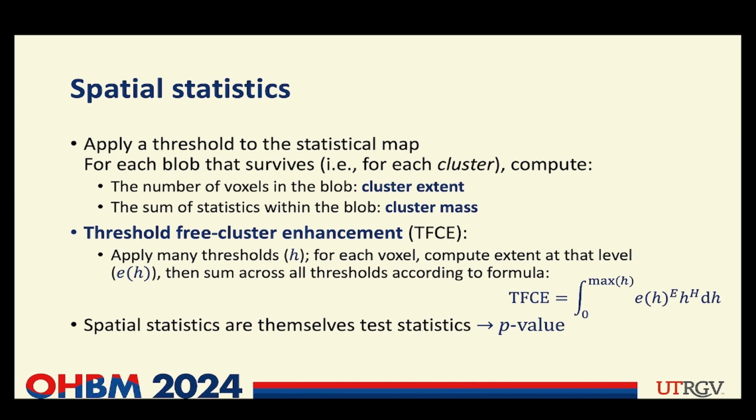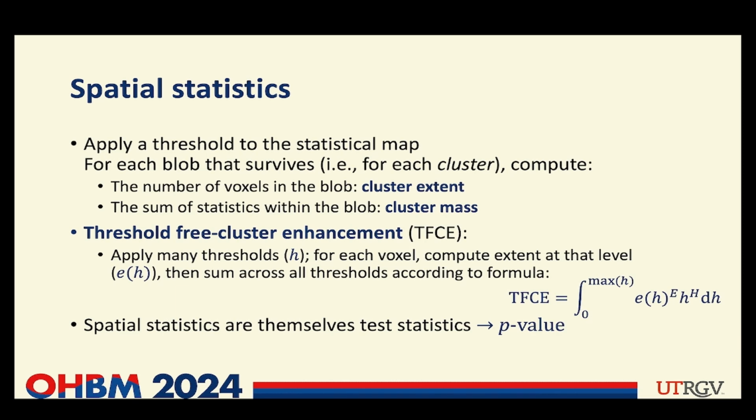The formula, in fact, is an integral, but we never use this integral in practice. We always make it discrete, so this becomes a sum. You apply these 100 thresholds, and then for each level, you solve this formula, so you get the extent for that threshold, multiply by the height that you're using, raise these to some powers, and sum these together for all of them, and then, boom, you have your TFCE statistic. And that number, you get one for every voxel. So again, once you have that, you can calculate the p-value.